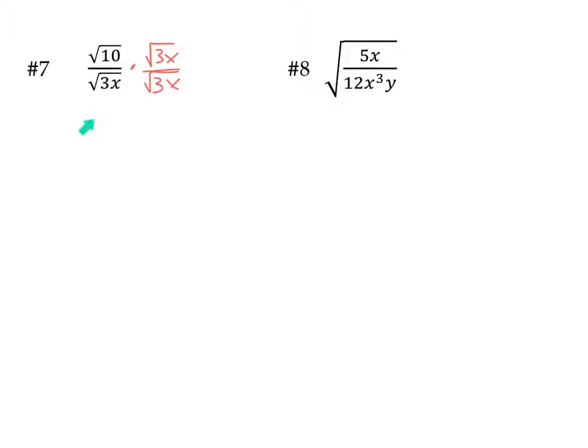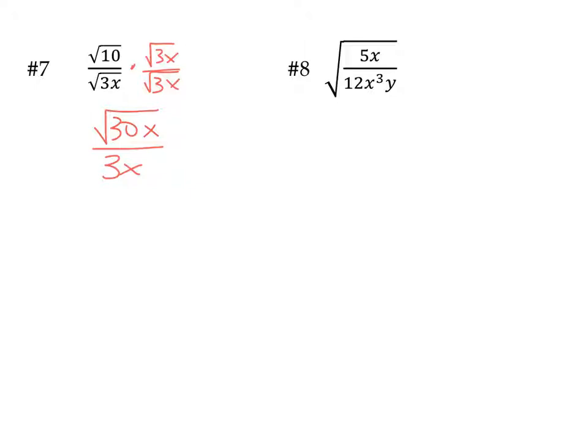Okay, so we multiply the square root of 3x and 3x together, because in our denominator now, the square roots essentially will cancel out and we'll just have a 3x. In our numerator, this is like the multiplication problems we did before. Square root of 10 times square root of 3x would be the square root of 30x. 10 times 3 is 30, so I'd have the square root of 30x.